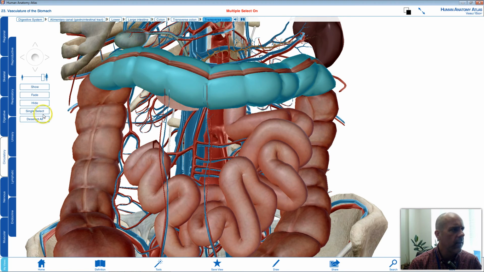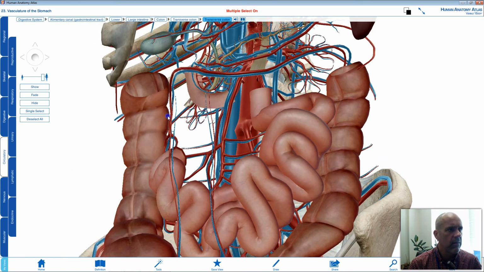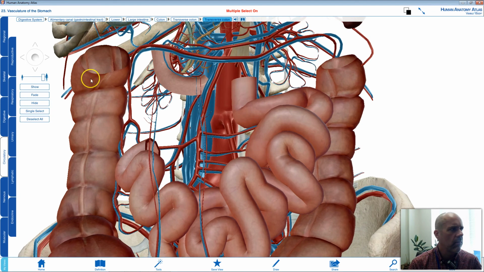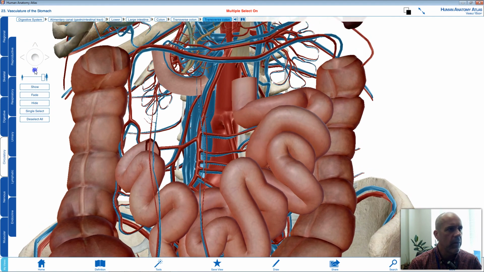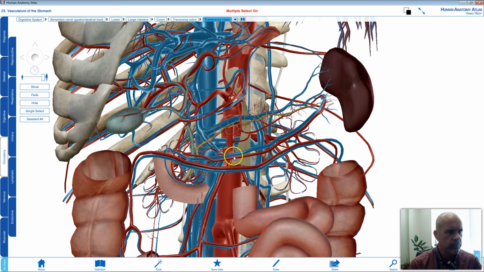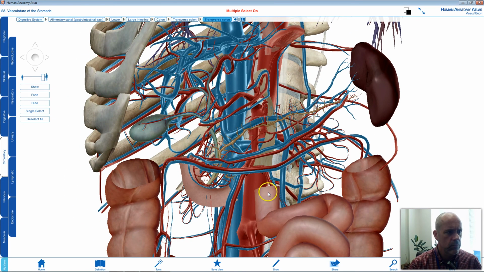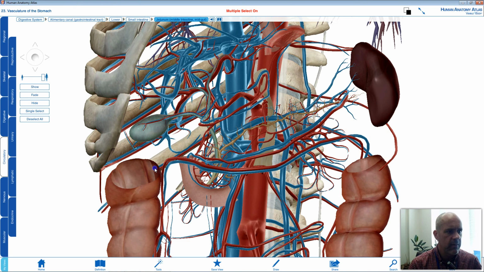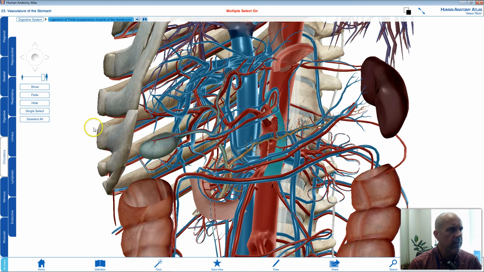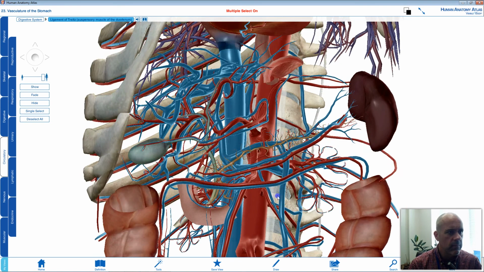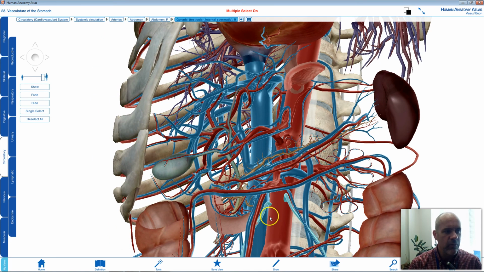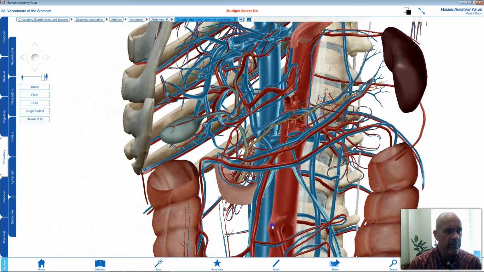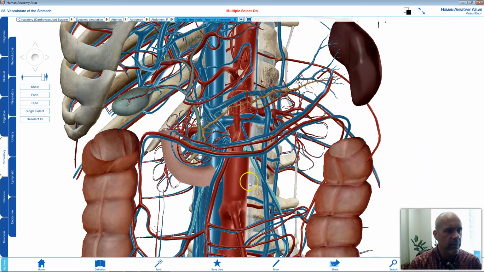All right, let me hide that. Come back up over here. I'm going the wrong way. We're going to hide that. Get rid of that. Okay. So that's your superior mesenteric artery right there. Guess what that is? There's your left gonadal artery, and there's your right gonadal artery over there. So you can kind of get a 3D perspective on those.